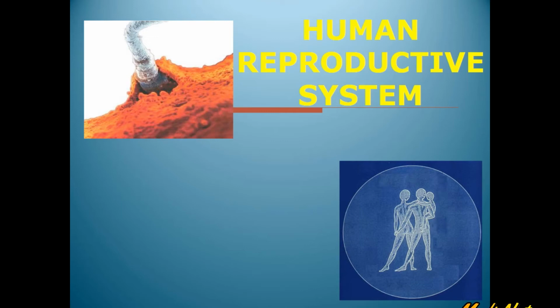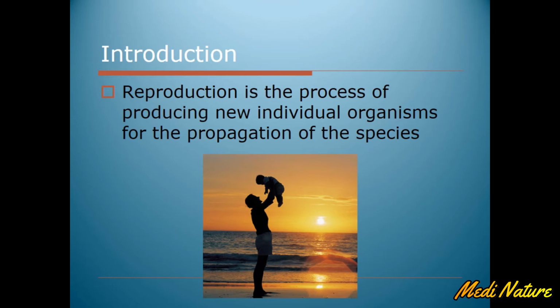Today we are going to learn about the anatomy of the human reproductive system. What is reproduction? Reproduction is the process of producing new individual organisms for the propagation of the species. That means producing a new generation in order to ensure the survival of that species on the earth.